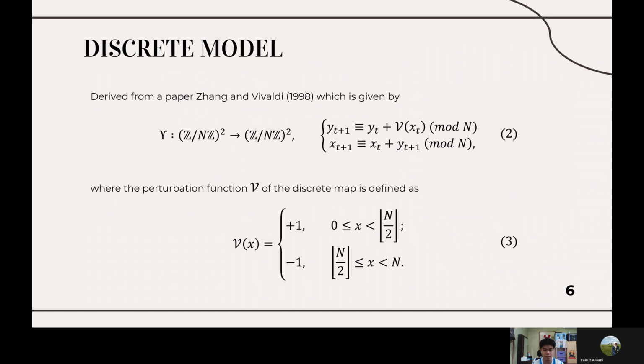Since our research is about the standard map, but in the discrete model, in the paper of Zhang and Vivaldi in 1998, they derived the standard map in the discrete model, with the new equations: y(t+1) is identical to yt plus v(xt) mod n, and also x(t+1) is identical to xt plus y(t+1) mod n. Where v of the discrete map is defined as plus 1 if the value of s is between 0 and the floor function of n over 2, or negative 1 if the value of s is between the floor function of n over 2 and n.